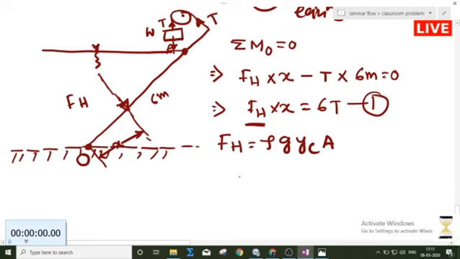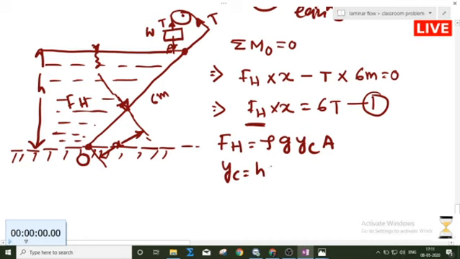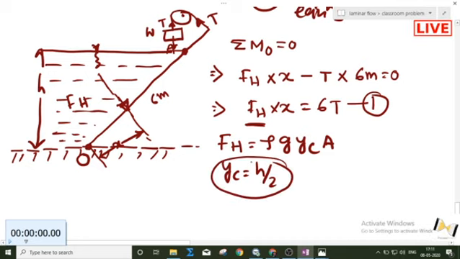Now what is this projected area? Because the water is here, we have to take the projected area which is in contact with this fluid. Suppose the depth of the water is h. So yc will be h by 2.